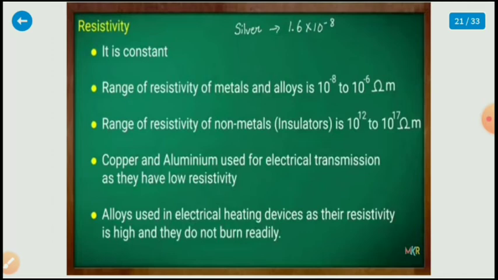Next, alloys are used in electrical heating devices because they have high resistance and do not burn readily, which means they do not burn easily. Because of the high resistance, we use alloys in electrical heating devices such as iron box and water heater, where we use high resistivity material.